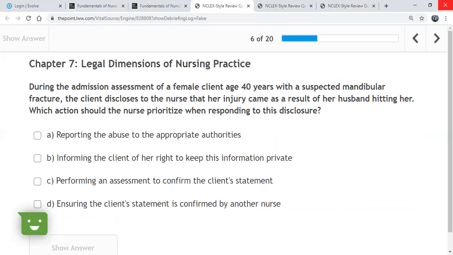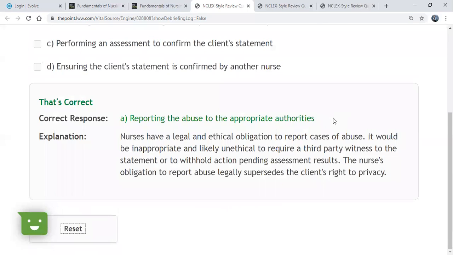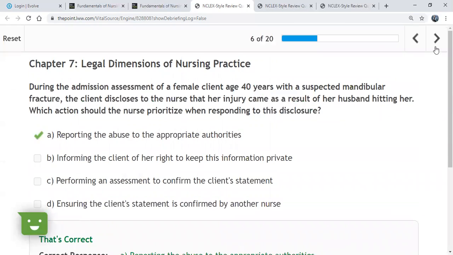During the admission assessment of a female client age 40 with a suspected mandibular fracture, the client discloses to the nurse that her injury came as a result of her husband hitting her. Which action should the nurse prioritize when responding to this disclosure? A. Okay, good. Reporting the abuse to the authorities.